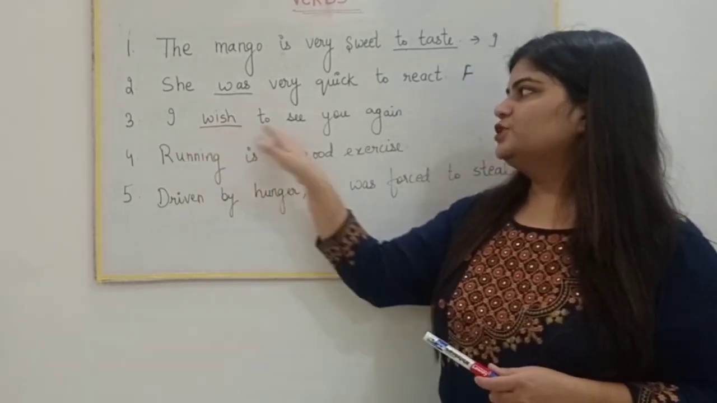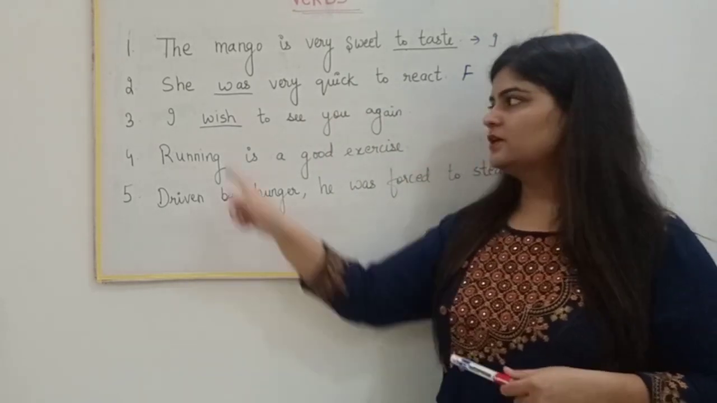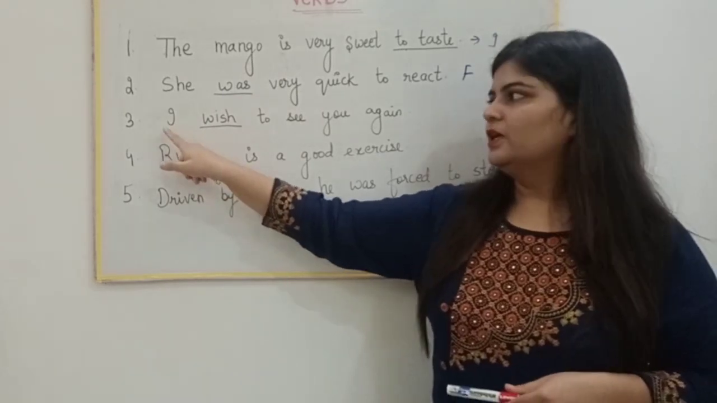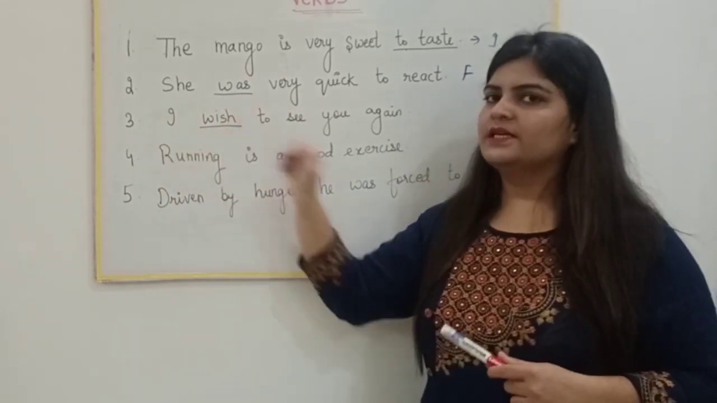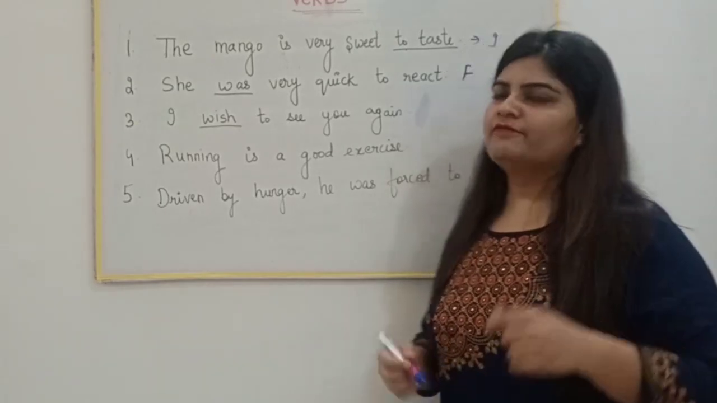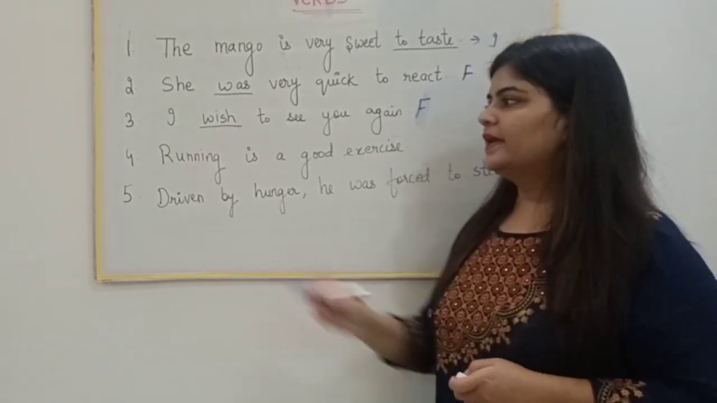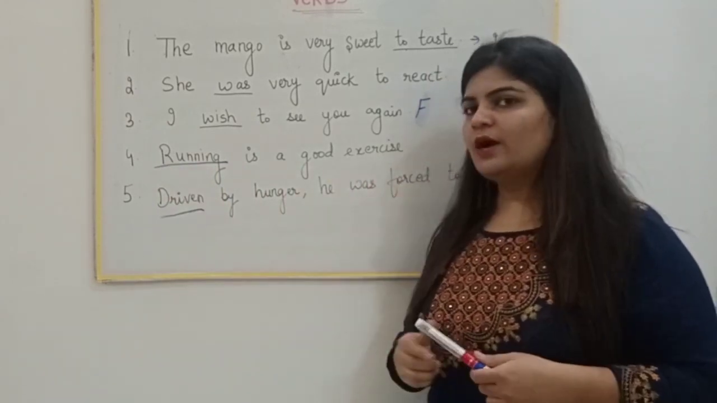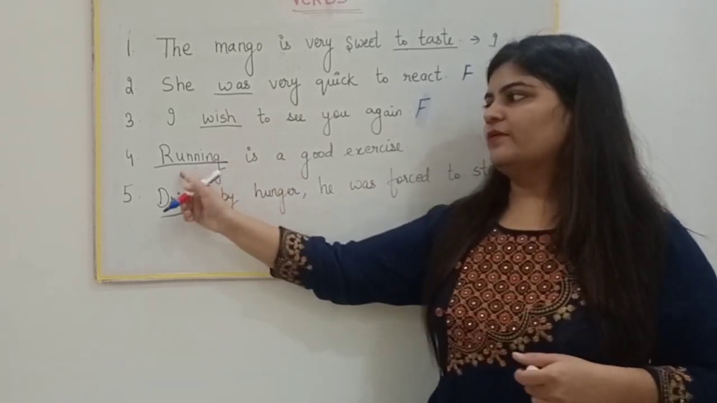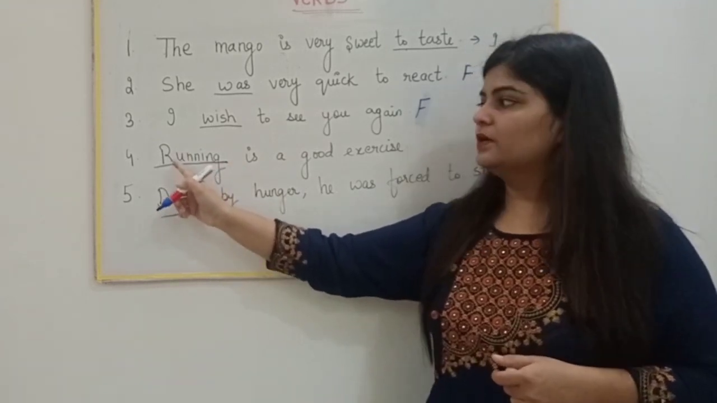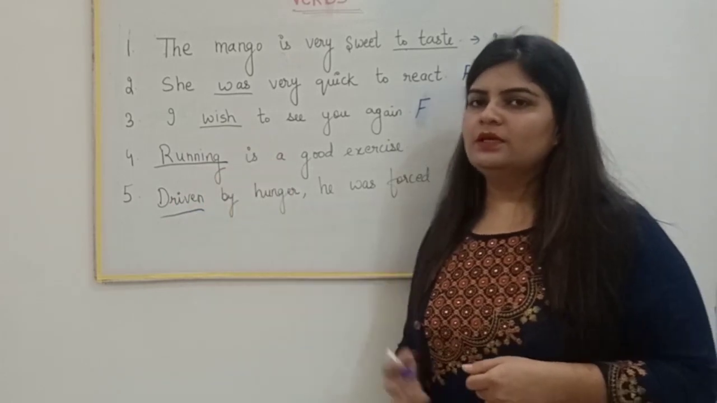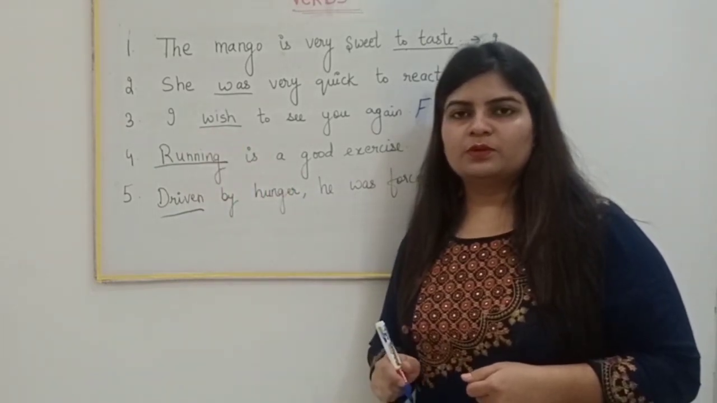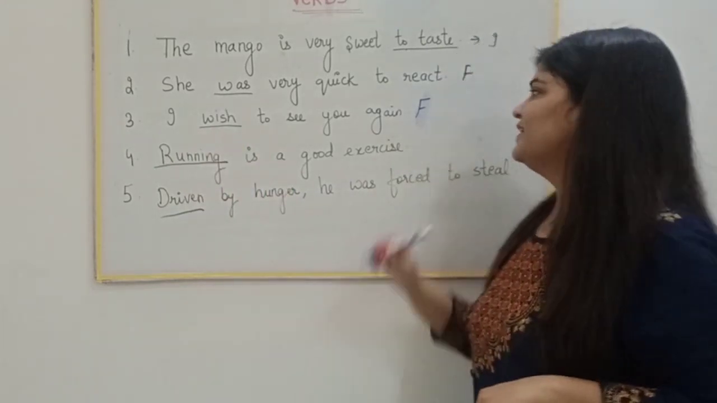Next, I wish to see you again. The verb is wish. Can it be changed? If I say he, so it will be he wishes. So yes, it can change. So this is a finite verb. Next, running. Running is a good exercise. Now you can see that the sentence is starting with the present participle of the verb run with ing. So it can be infinite. And also there is no auxiliary verb before it. So it is actually an infinitive verb.